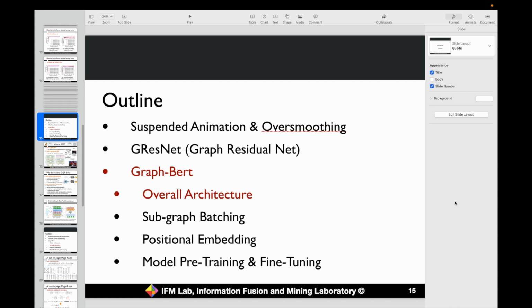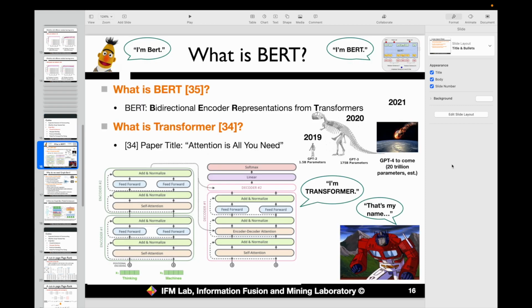Okay, so let's talk about the Graph-Bert model, which is a new model proposed in 2020 actually by my group. We try to incorporate BERT and transformers for learning the embedding vectors of the nodes in the graph inputs. In other words, we try to build a new graph neural net by utilizing the transformer and BERT as encoders. I hope you still remember what a transformer is, what BERT is, right?